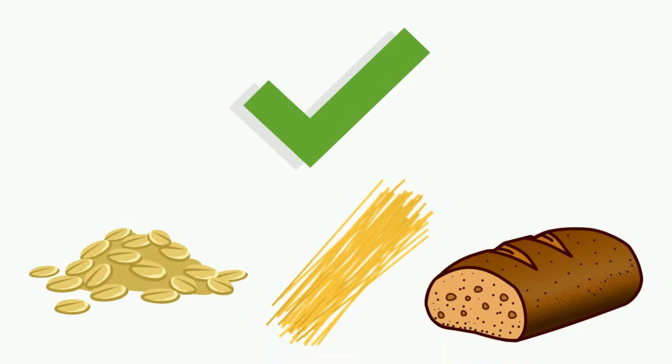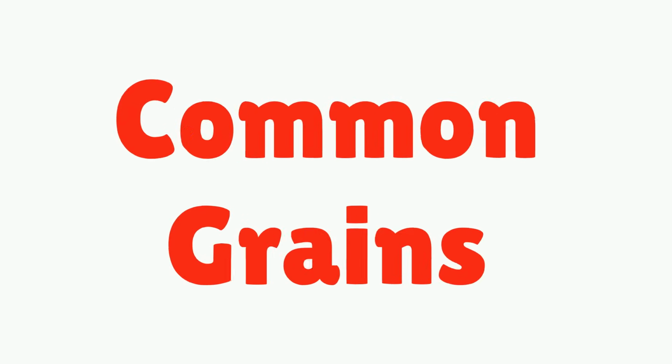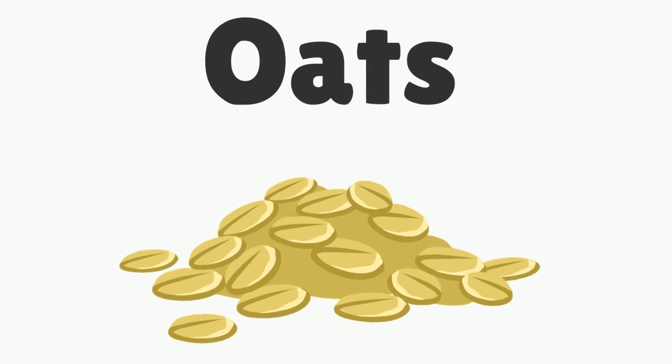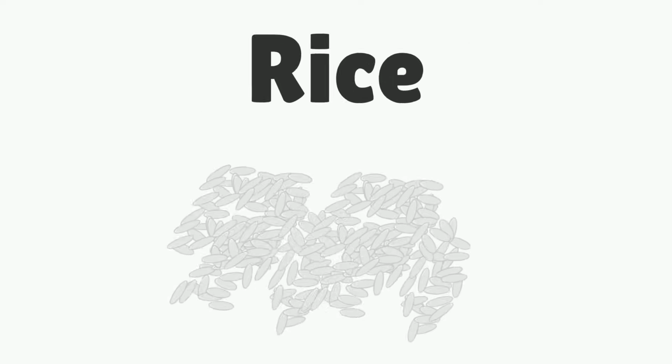Grains are great for your body. They contain fiber, vitamins, and iron. Common grains include oats, bread, pasta, and rice.